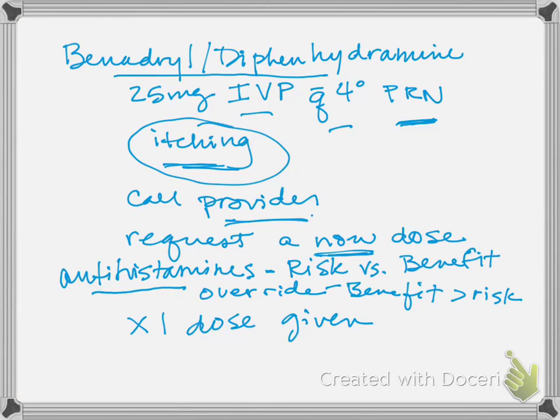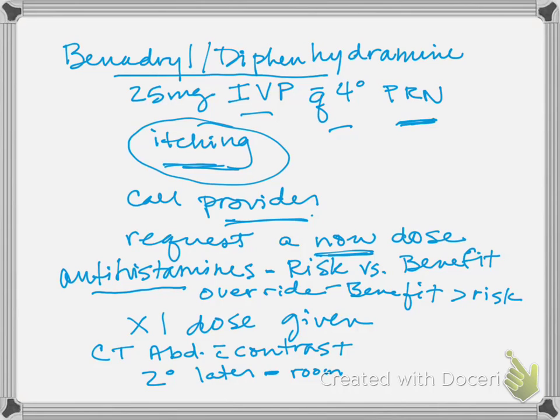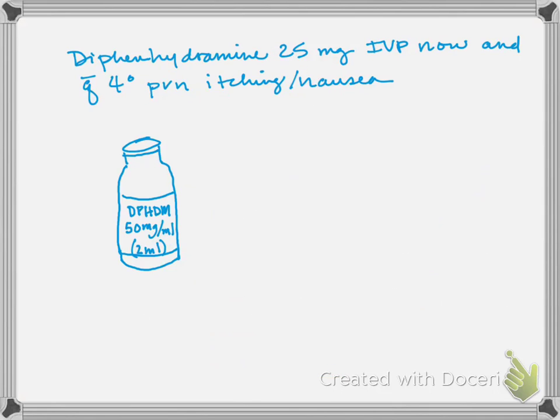Then you do the procedure, CT abdomen, 2 hours later when they're back in their room and they're complaining of itching. So if you did not document that now dose, then the nurse doesn't know it was given. We've changed shifts, so whoever you called and gave report to earlier has already gone home. So that's the reason why documentation is so important, so we don't duplicate and give a medication too soon or repeat it. So now we need to get to dosage calculation.